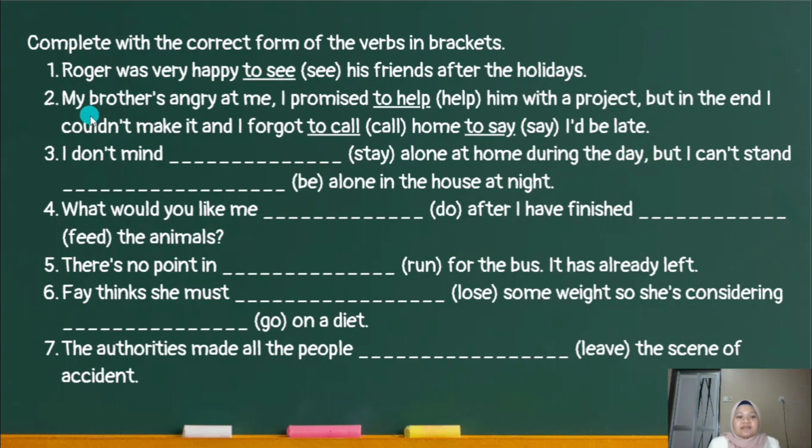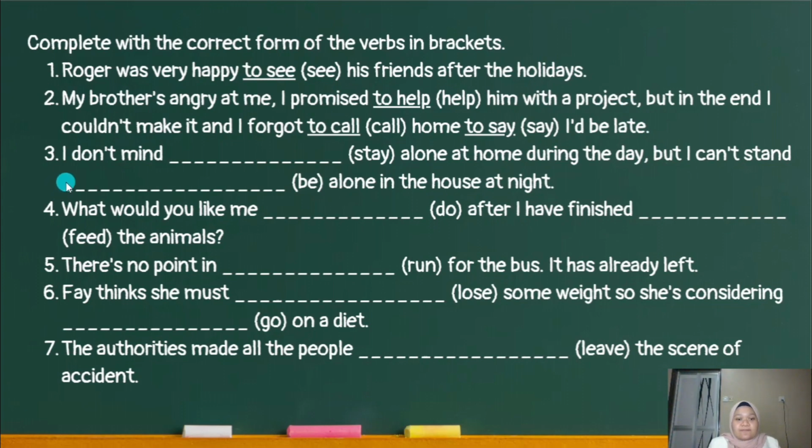Okay? So the answer again, I repeat. My brother is angry at me. I promised to help him with a project, but in the end, I couldn't make it and I forgot to call home to say I would be late. Right, students, can you see? If the sentence is using infinitive, it must be infinitive only. If the answer is gerund, make sure in that sentence of gerund, there is no type of infinitive being used. Okay?